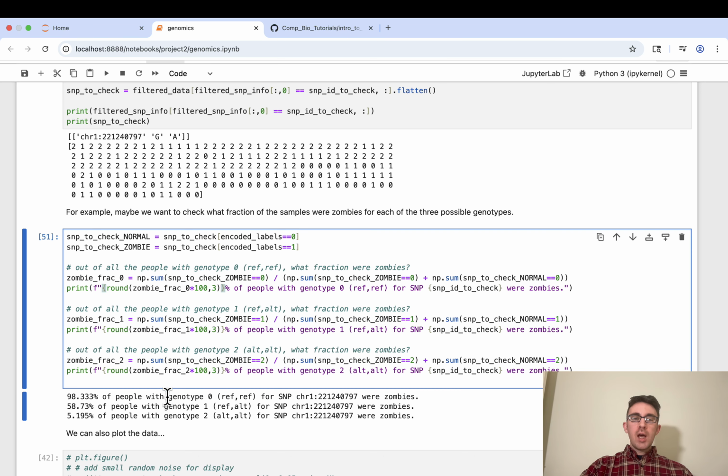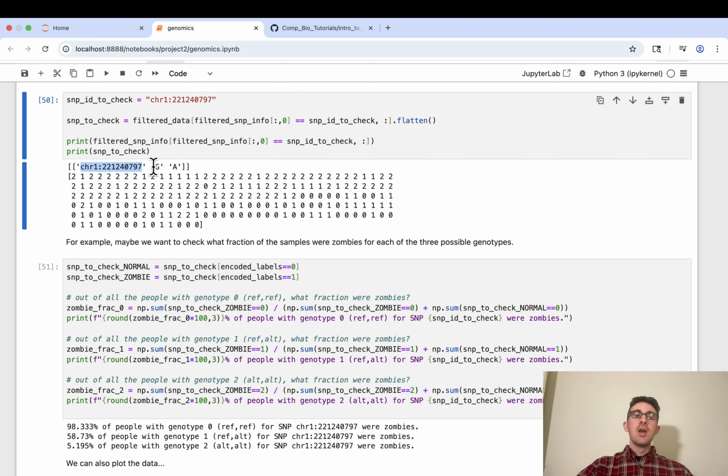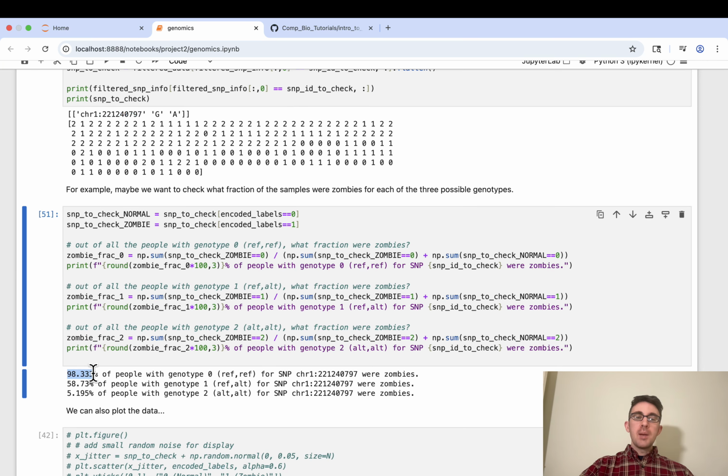So for people with genotype 0, meaning 2 copies of the reference allele for this SNP, about 98% of them were zombies, meaning they turned into zombies after being bit, and about 2% stayed normal after being bit. In other words, if you had a G on both of your chromosome copies for this SNP, about 98% of people with that genotype turned into zombies after being bit.